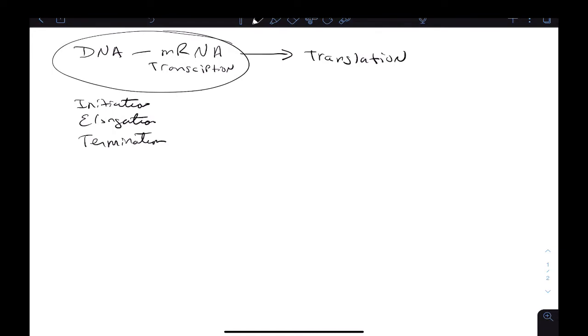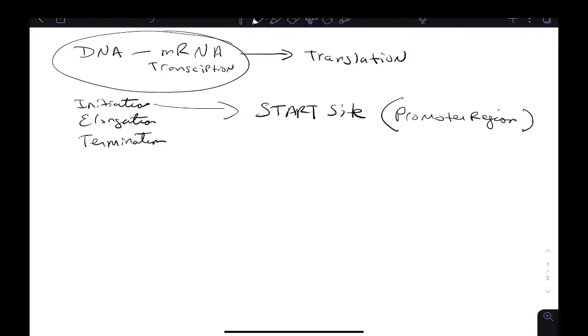Right now we're going to be looking at everything that we need to do for initiation. So in initiation, remember, first we need a starting site, right? So we need a start site. And what do we need at the start site? We find a promoter region, okay? And remember what we said in the slides before, that promoter region is what we call the TATA box, right? All right, so we have this start site.